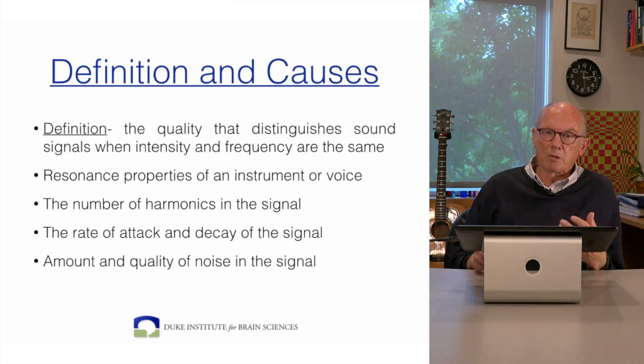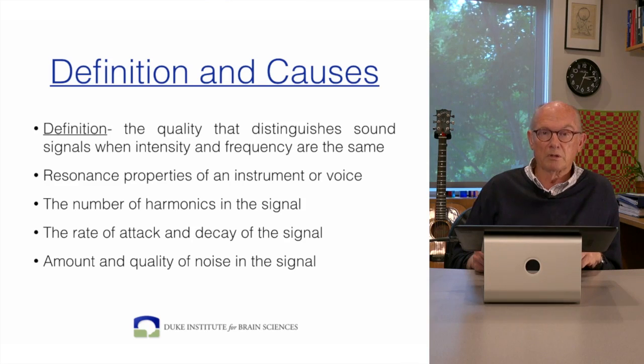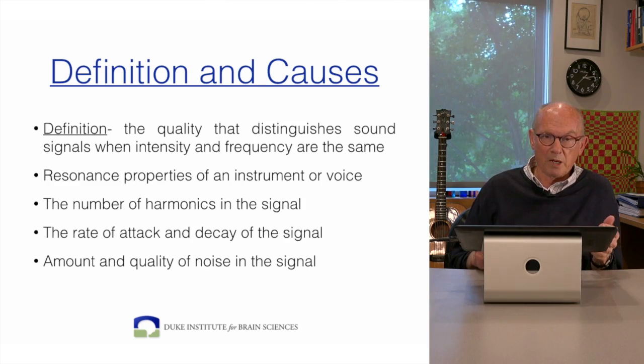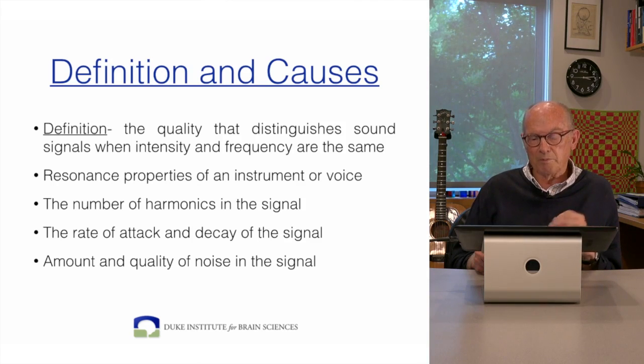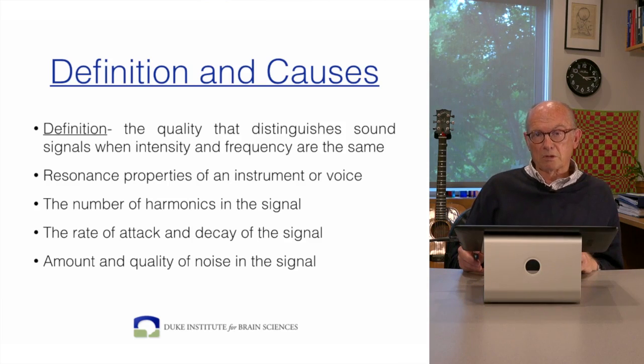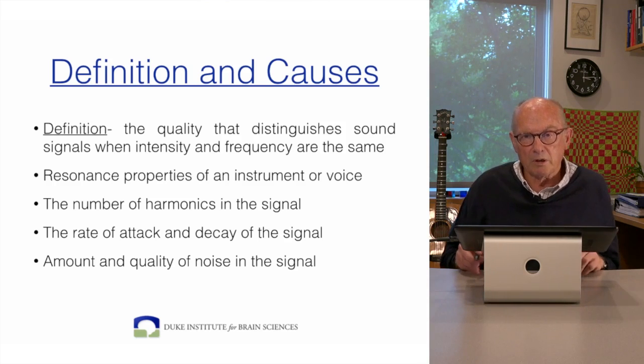So timbre is the quality that distinguishes sound signals, and what we hear when the intensity and the frequency are the same. So obviously if you play a clarinet and a bassoon at the same intensity and with the same notes, the same frequency of vibration, they sound very different. Well, why is that? This difference is what's referred to as the timbre of the subjective experiences that we have when we hear stuff.